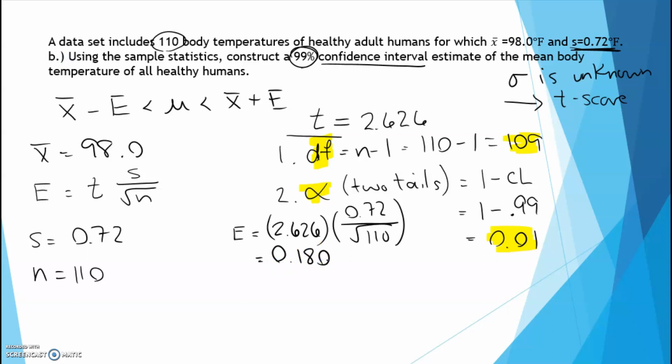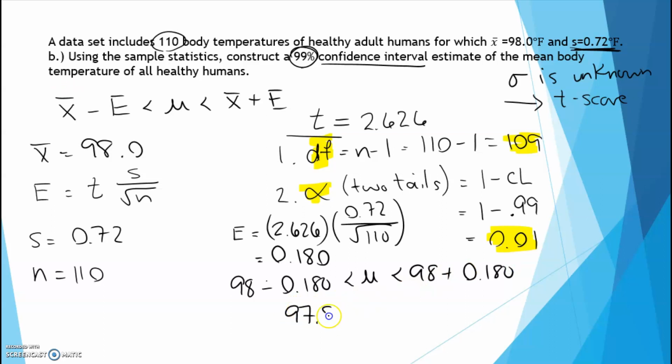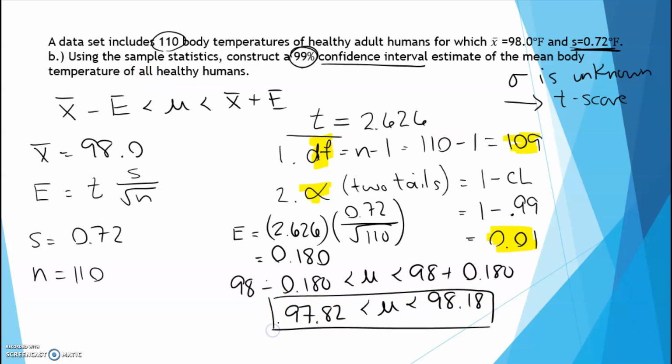0.180. Okay, now that I've got my margin of error and my sample mean, I can plug that back into my confidence interval. So I've got 98 minus 0.18 less than mu, less than 98 plus 0.18. So that will give me 97.82 less than mu, less than 98.18. And that is your confidence interval for this data set.